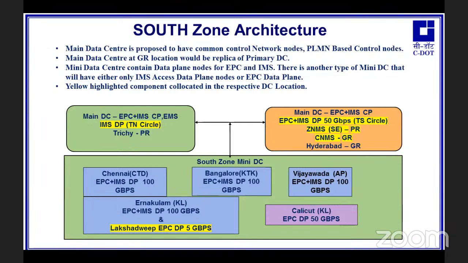Okay, so the main DC PR site is in Trichy and its corresponding GR site is in Hyderabad. And there will be 5 mini DCs where we are going to put the data plane: one in Chennai, one Bangalore, Vijayawada, Ernakulam and Calicut. So this is the overall deployment architecture of South Zone with respect to main DC, mini DC and GR site as well.